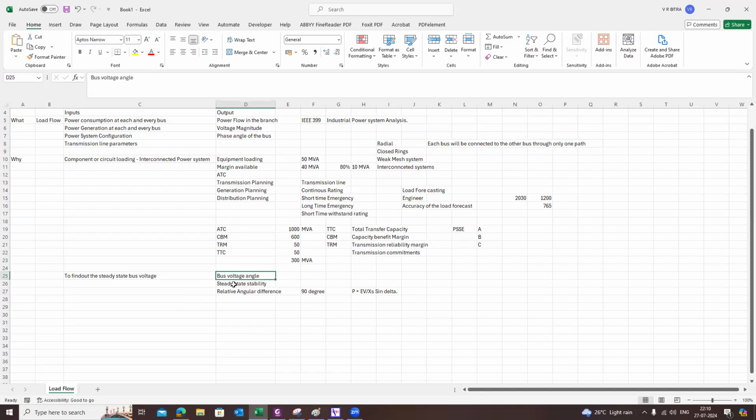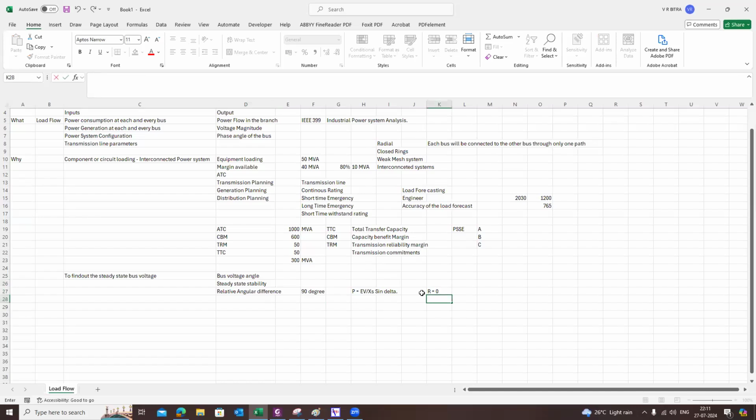Whereas once you come under the purview of the utility, steady state stability is also one important term which you need to look into. Okay, so the power P equal to EV by XS into sine delta is a very important formula. If anyone is not aware, kindly make a note of this formula. This formula has been derived with an assumption of R equal to 0.